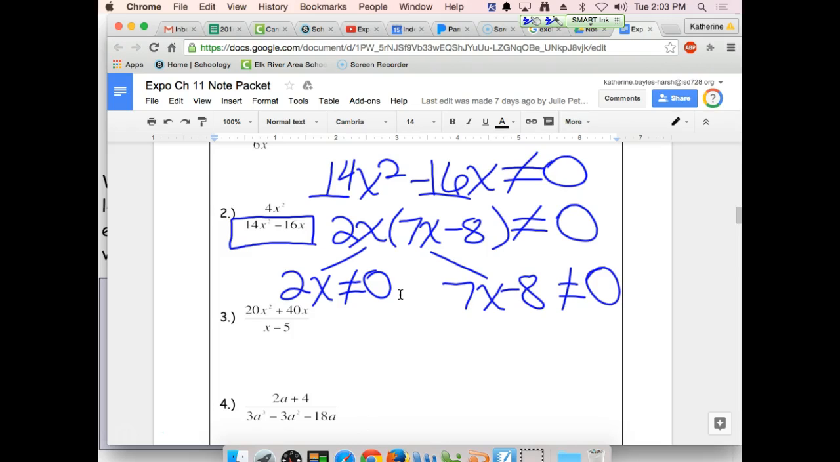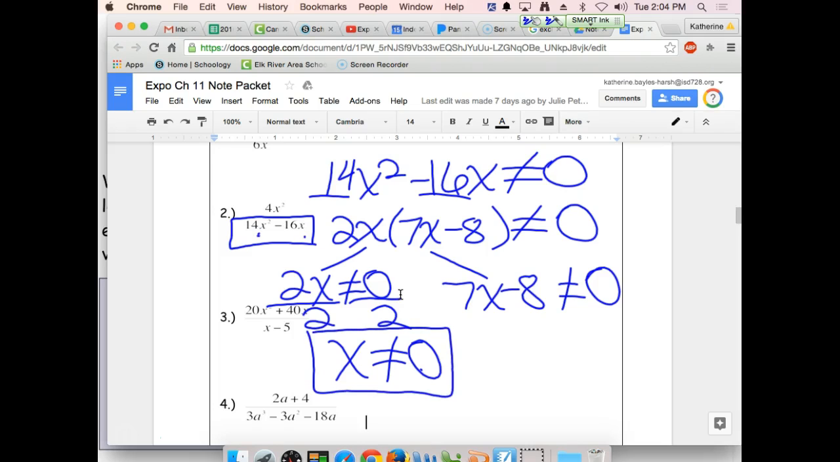From here, again, just like that first one, I'm going to solve for x. So I'm going to divide by 2, divide by 2. So my first answer is x cannot equal 0. Because again, if I plugged in 0 into my bottom part of my equation, it would cause it to equal 0, so it cannot be that.